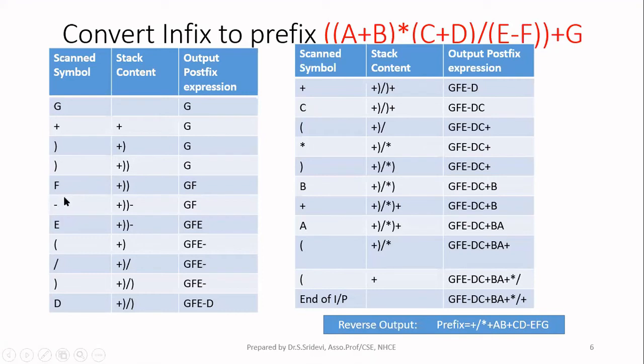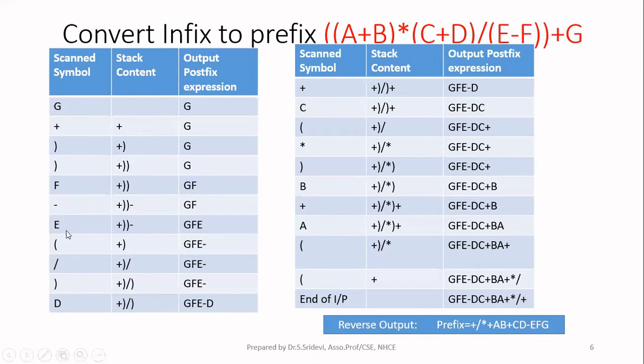When you have minus, when you have an operator, check what is on the top of the stack. On the top of the stack, you have only close parenthesis. So no need to check any priority. So simply push minus onto the stack. If any other arithmetic operator is there, then only you'll be checking the priority. Now only parenthesis is there, so just push it onto the stack.